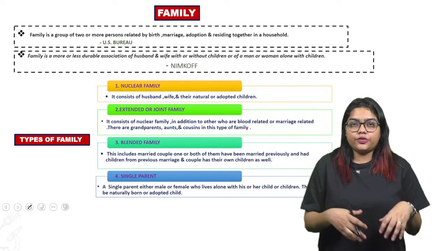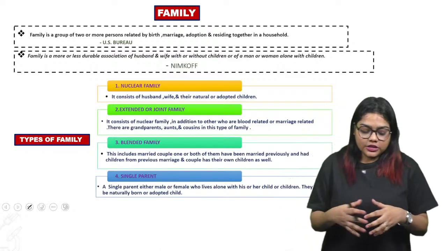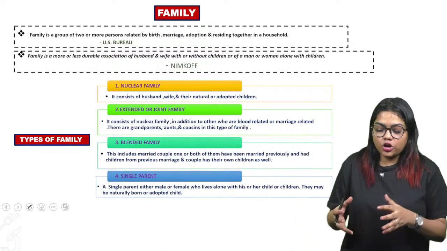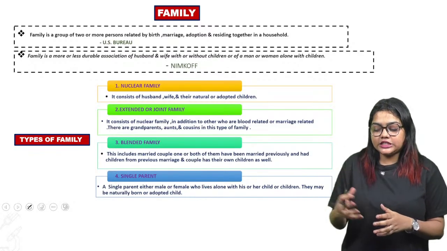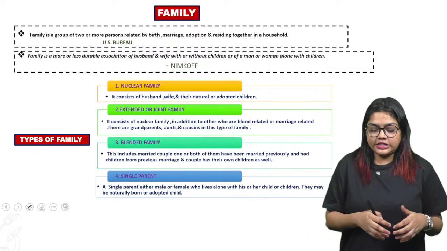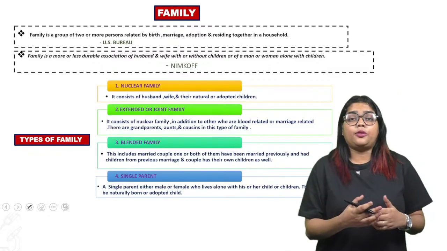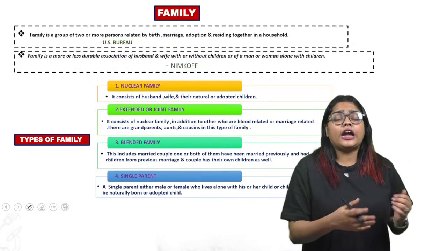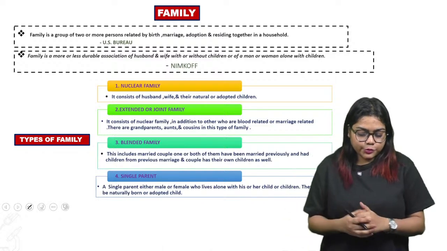This is completely different from a nuclear family. Nuclear family is a modern thing, but previously only the extended or joint family was there. It consists of the nuclear family in addition to others who are blood related or marriage related. They are grandparents, uncles, aunts, cousins, and in this type of family there can be 2 generations or 3 generations of the offspring.